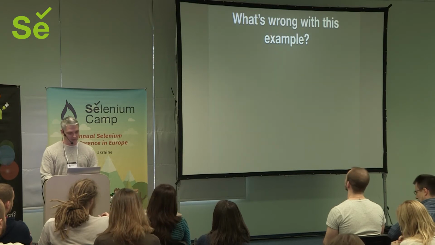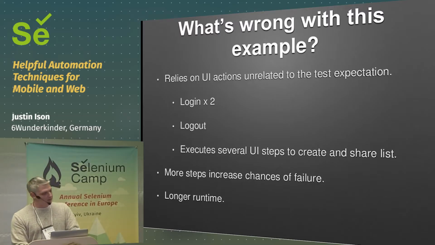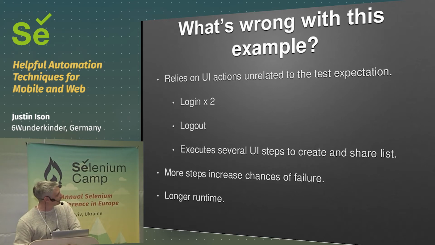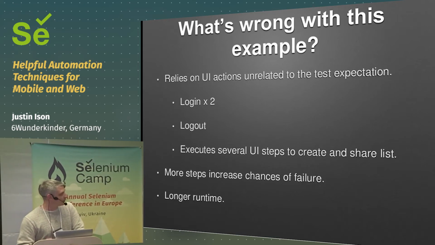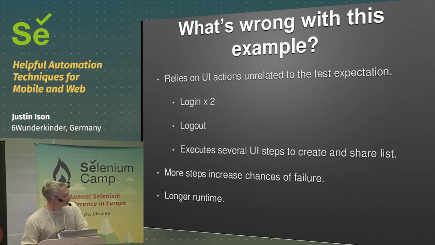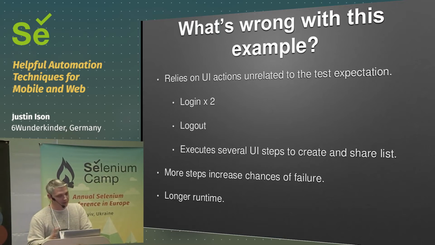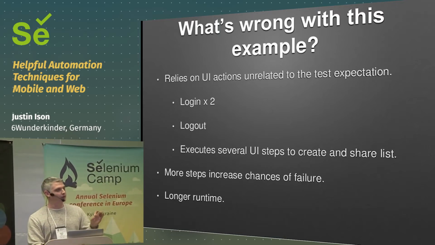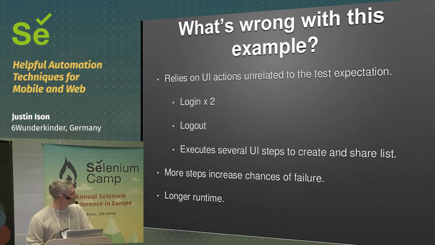So what's wrong with this example? We're relying on a lot of UI actions unrelated to the final test expectation. We have to log in twice. We have to then log out. And then we're executing several steps that we don't care about, because all we care about is that end goal of seeing that shared list icon.